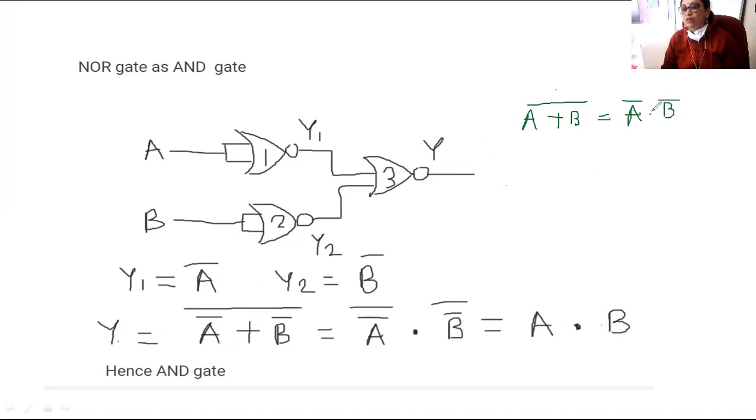So here you can consider A bar as X and B bar as Y, then it will be (X plus Y) bar. So what will be the output? X bar dot Y bar. So X bar is A bar bar, dot B bar bar. Again, bar of bar is nothing but the quantity itself. So it will be A dot B. Now what is A dot B? A dot B is the Boolean expression of an AND gate, and hence this circuit will work as an AND gate.